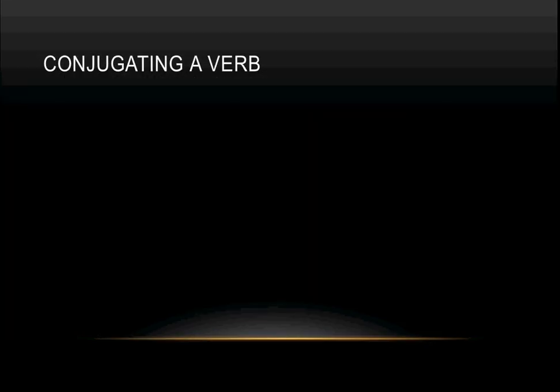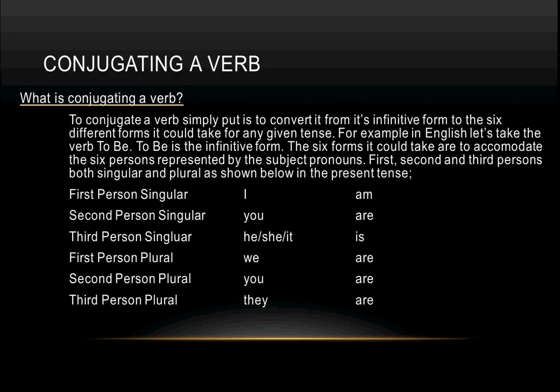Conjugating a verb. What is conjugating a verb? To conjugate a verb, simply put, is to convert it from its infinitive form to the 6 different forms it could take for any given tense. For example, in English, let's take the verb to be. To be is the infinitive form.